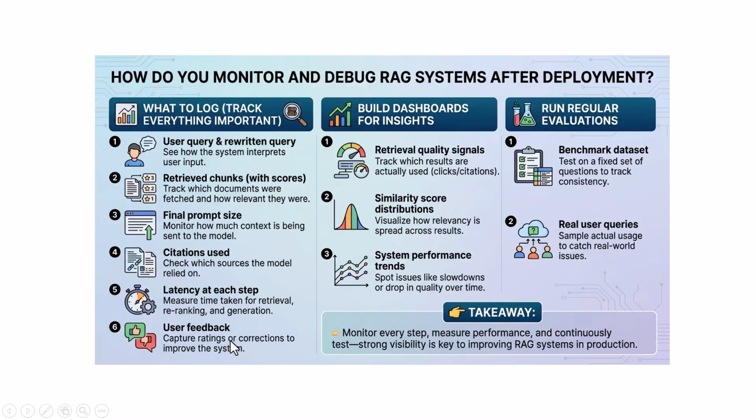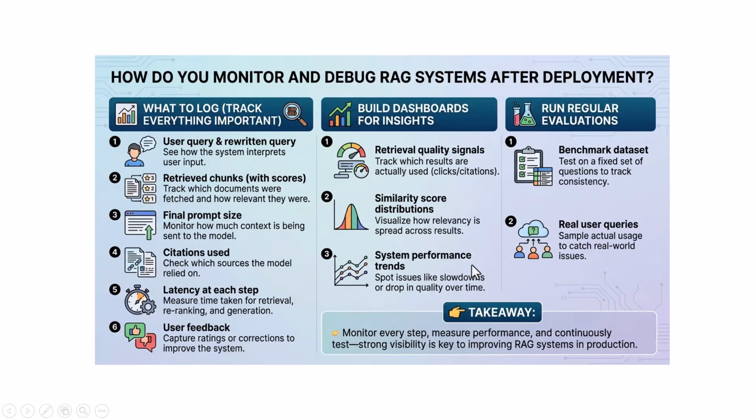Also, try building dashboards for insights. A dashboard can include retrieval quality signals. That is, similarity score distributions. Check for which results are actually used. That is, check for clicks or citations. Okay. Another one to include in the dashboard is system performance trends. That is, spot issues like slowdowns or drops in quality over time.